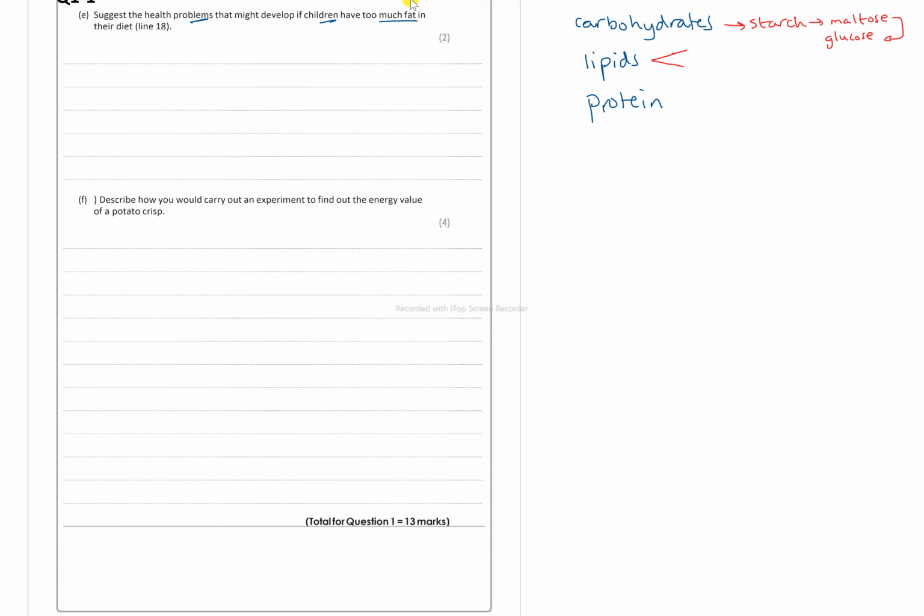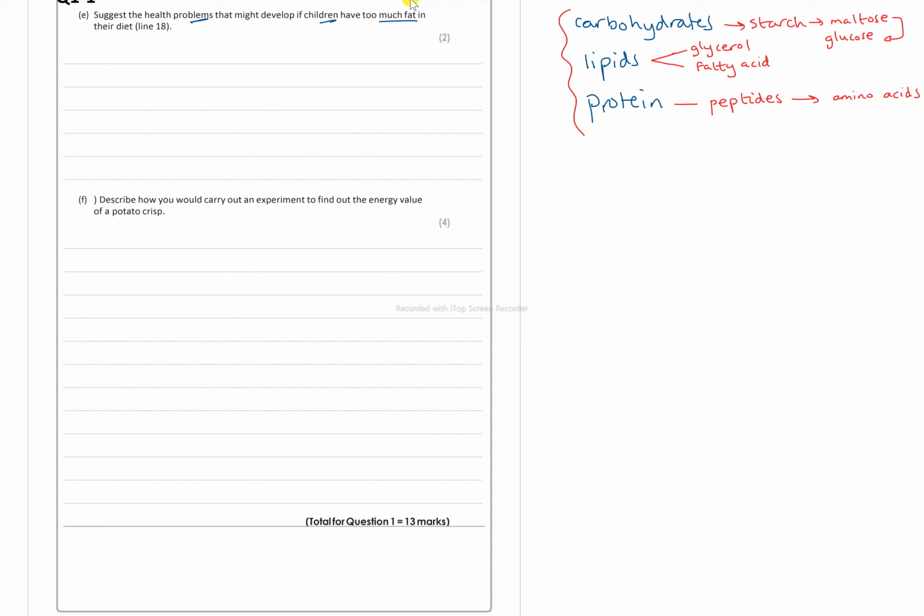Lipids, you've got two with lipids. You've got glycerol and something called a fatty acid. Proteins break down into peptides and then onto amino acids. All these, just keep repeating them so they're going.